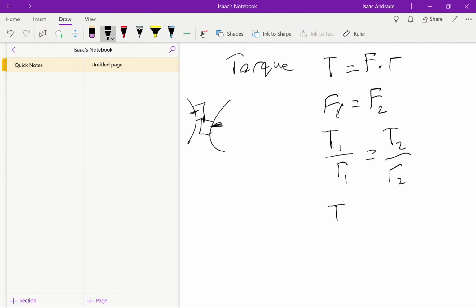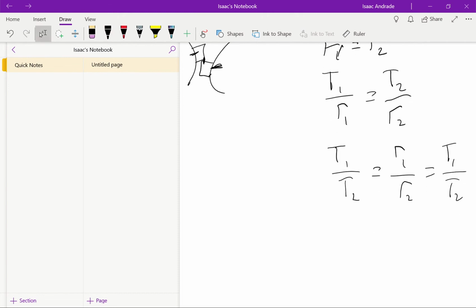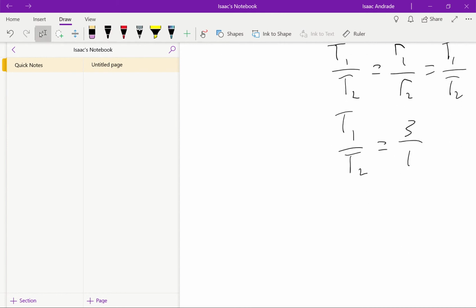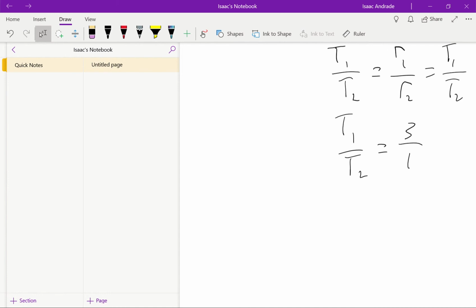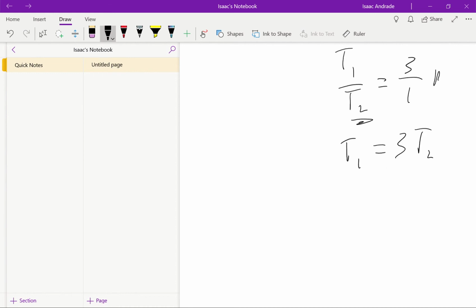Rearranged, we have T1 over T2 equals R1 over R2. These radiuses in proportion to each other are equal to the tooth ratio, so it's teeth of 1 over teeth of 2, or our gear ratio. So torque 1 over torque 2 is equal to, let's say it's our 3 to 1 still, so it's 3 to 1. Moving T2 over to this side, you get the torque of 1 is 3 times greater than the torque of 2.